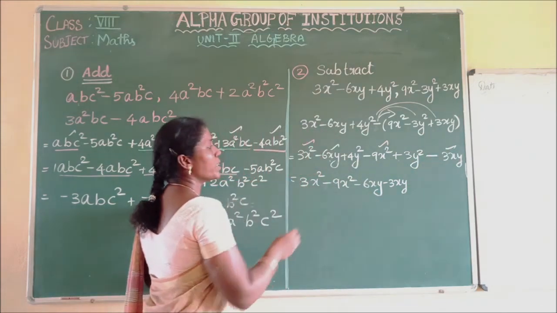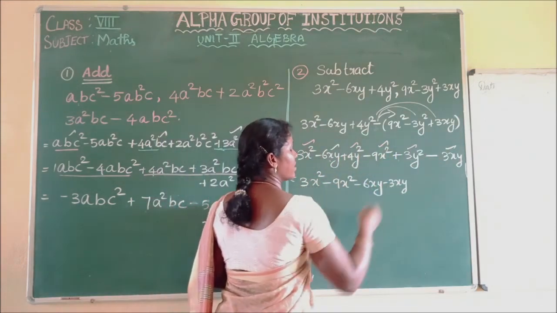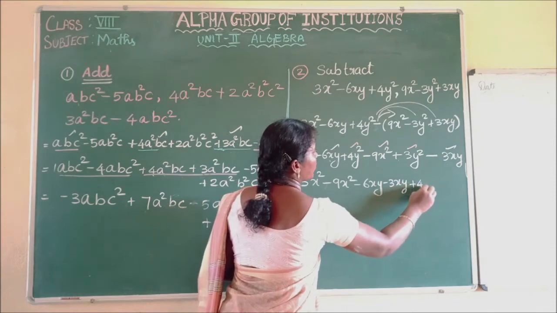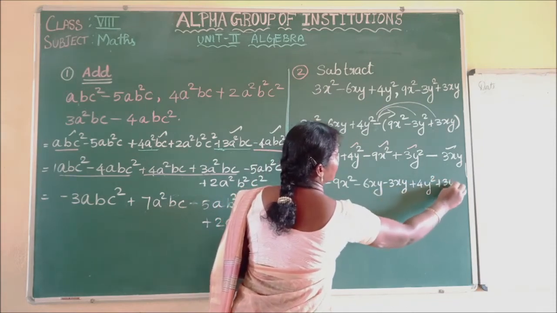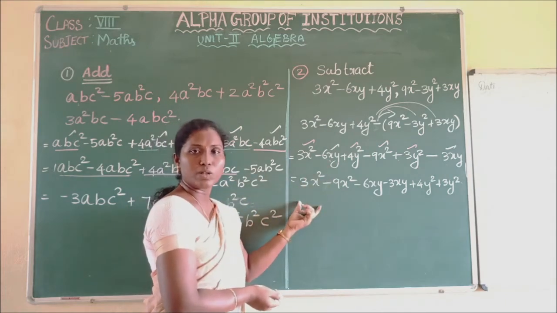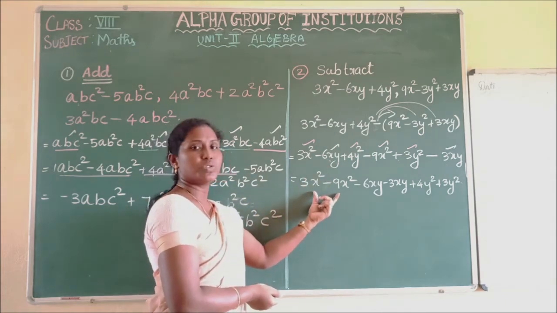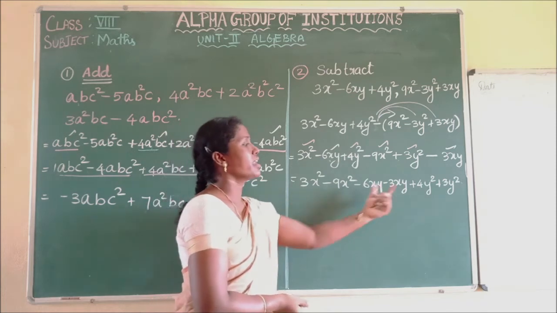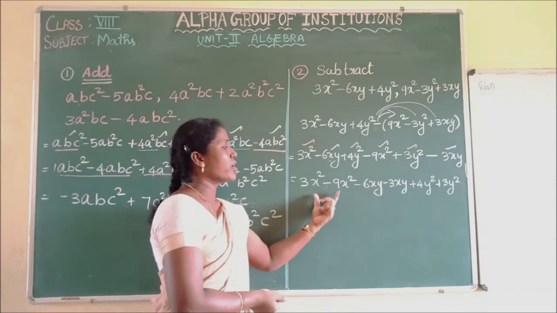And for 4y square also we are finding a like term here. So plus 4y square plus 3y square. If we find the like term once, we can subtract or add it directly also. But for our convenience to do it clearly, just rearrange the given expression in pairs of like terms.